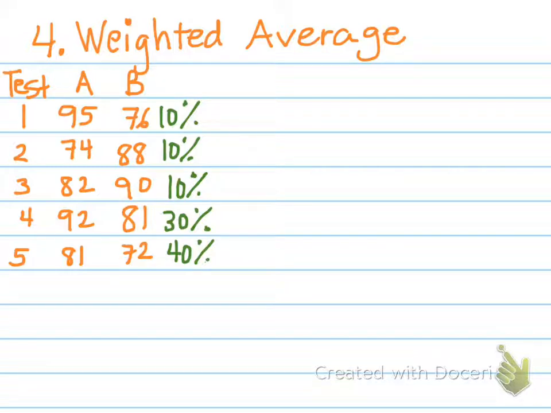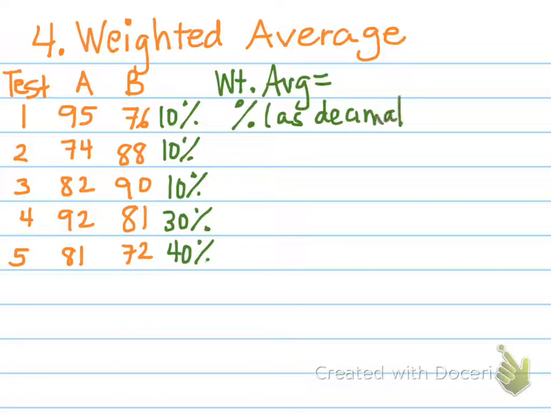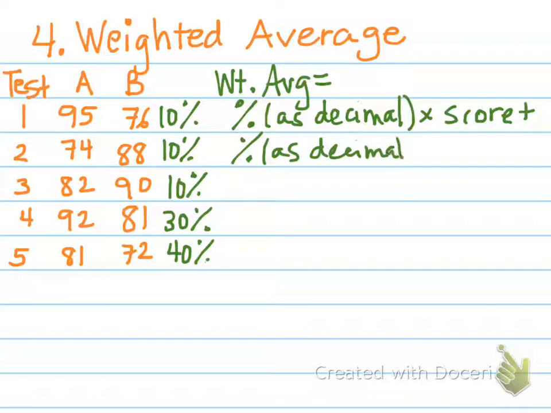So when I want to calculate a weighted average, my equation is my percent as a decimal times the score plus my percent as a decimal times the score, and I'm just going to write plus, etc., right, for however many times I have to do that. In this case, I'm going to have to do that 5 times.